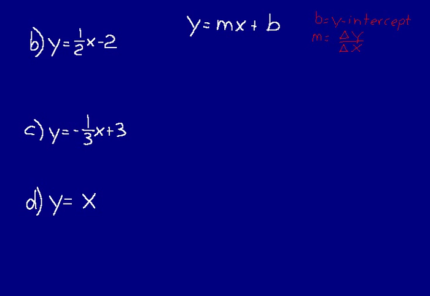Let's go ahead and do some more problems where we're going to graph the line using the slope-intercept method. Now I've rewritten the standard form up there, y equals mx plus b. Remember, b means the y-intercept. Whatever the value of b is, that's where the line will cross the y-axis. And then the slope is just equal to the change in y over the change in x.